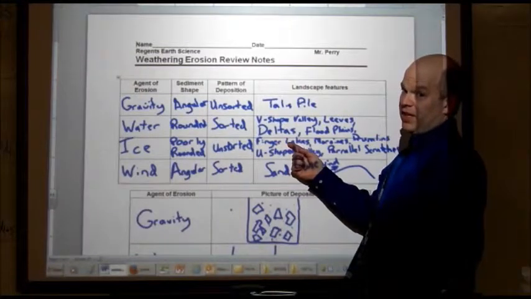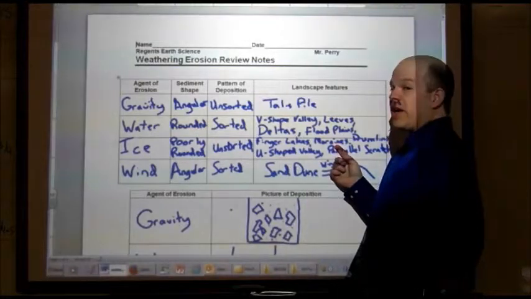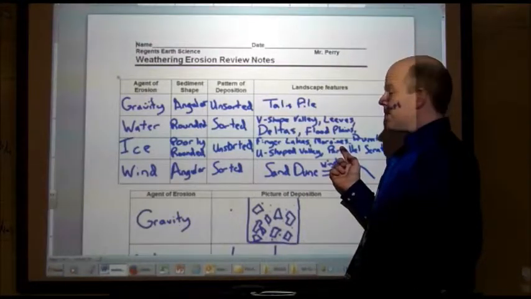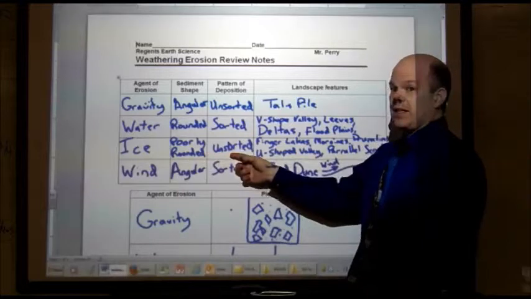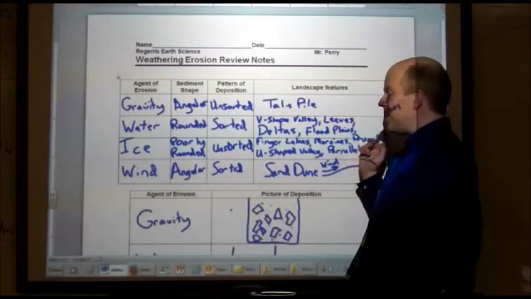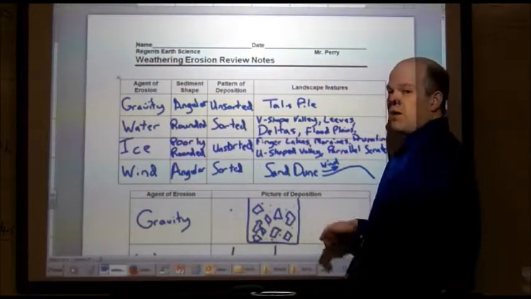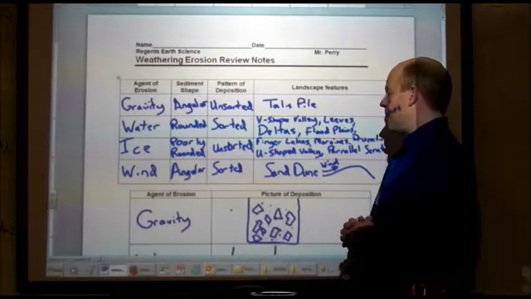You need to know the Finger Lakes. We live in the Finger Lakes area. If you don't know that, then that's pretty sad. Moraines are long ridges of sediment, which are poorly rounded and unsorted. You need to know what a drumlin is. It's steep on the north side, tapered on the back side. All glacial valleys are U-shaped, and the rocks have parallel scratches in them.